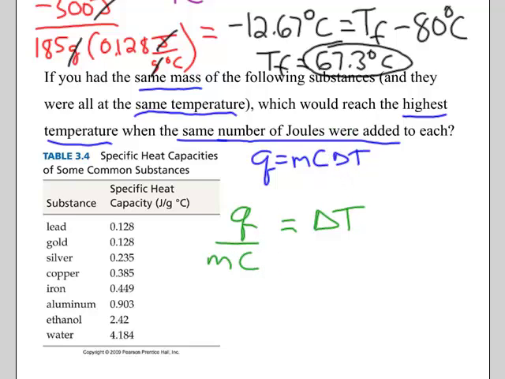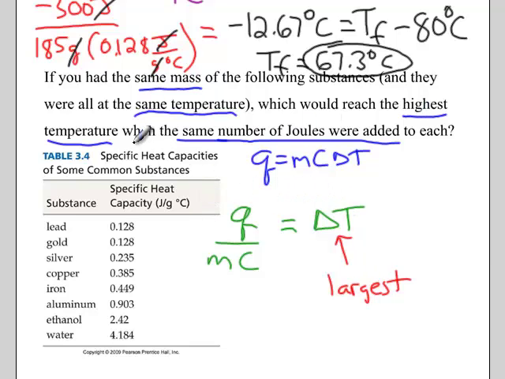Because all of these substances started at the same initial temperature, the one that's going to reach the highest final temperature has to be the one that has the largest delta T. That's what we're looking for. If we get the largest delta T, we must have the largest final temperature.